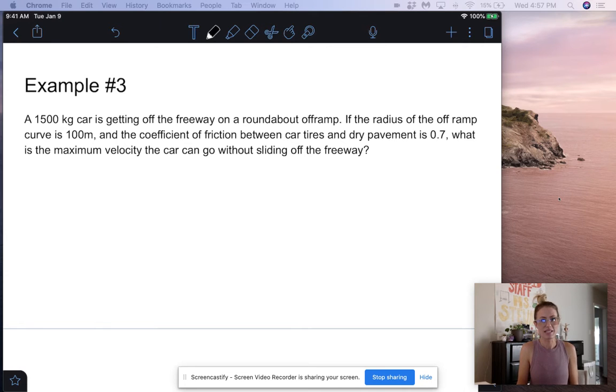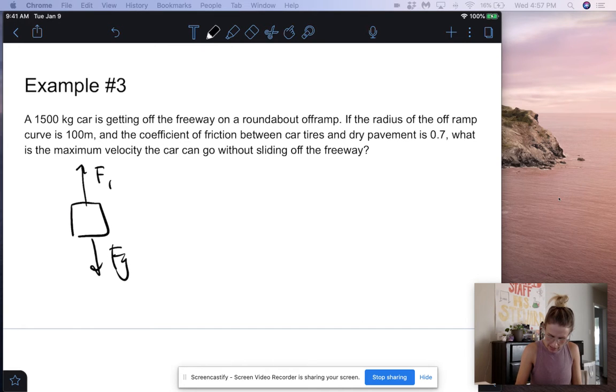Now, this free body diagram is a little bit weird. We're going to look at the car as if it was going into the page. If this is our car going into the page, we have the force of gravity down, the normal force up, and then the force of friction is actually the thing that is causing this centripetal motion.